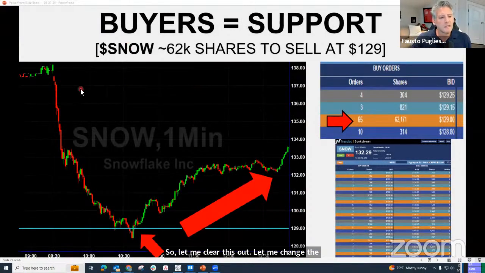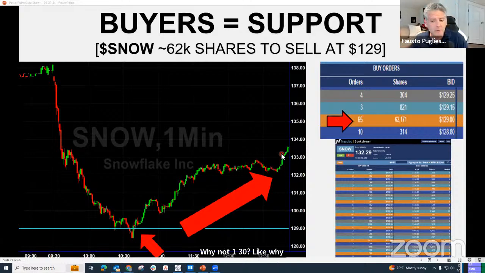So we're looking at a stock, SNOW, S-N-O-W. You can see it went from 136 all the way down to 129. Then all of a sudden it decided to stop specifically at 129, and it went right back up to 133. Now, why did it pick the number 129? Why not 130? It sounds like a weird number, right? Why not 120? Why not 135? Why 129? Well, the only reason why, it was a support level.